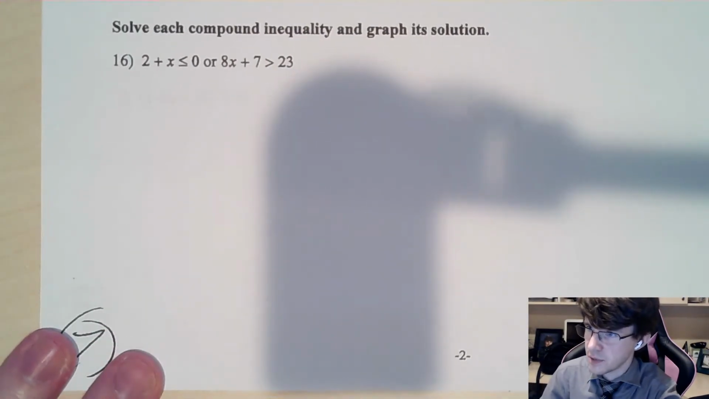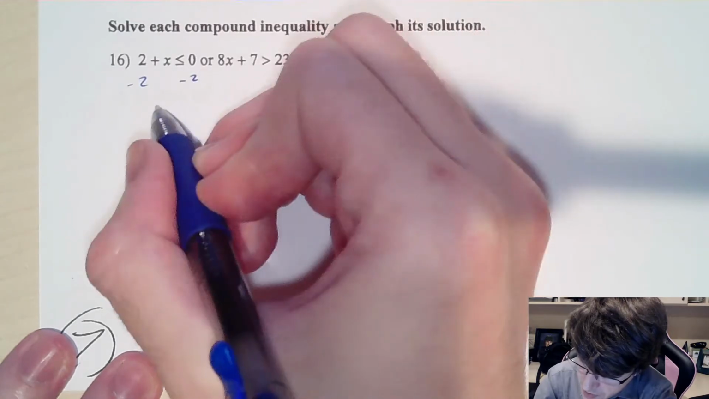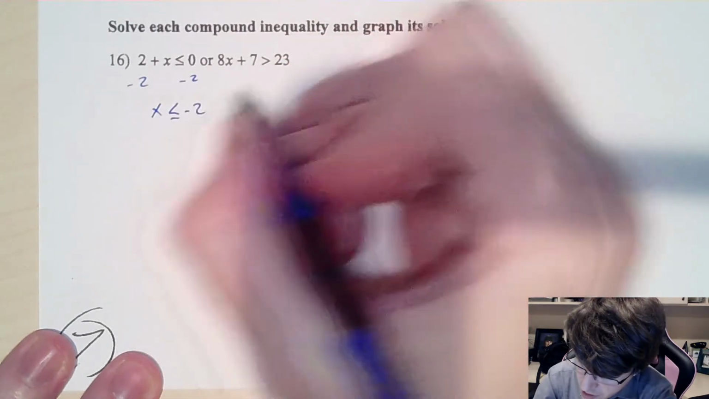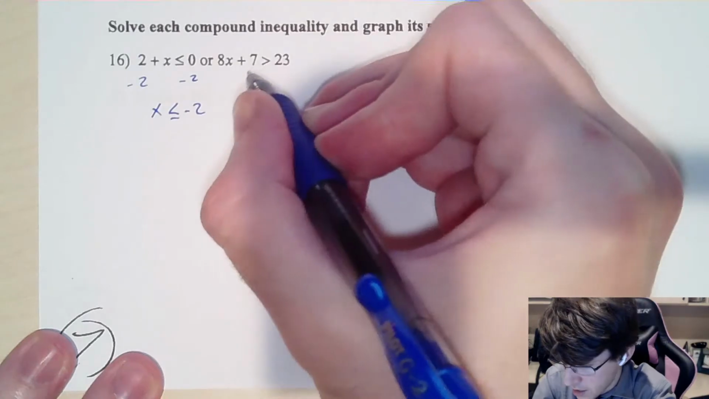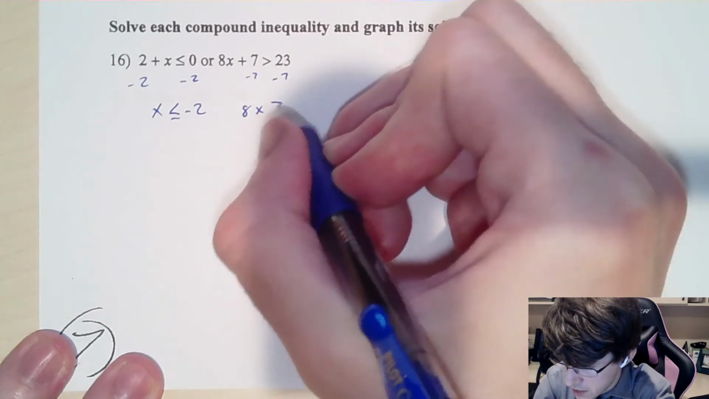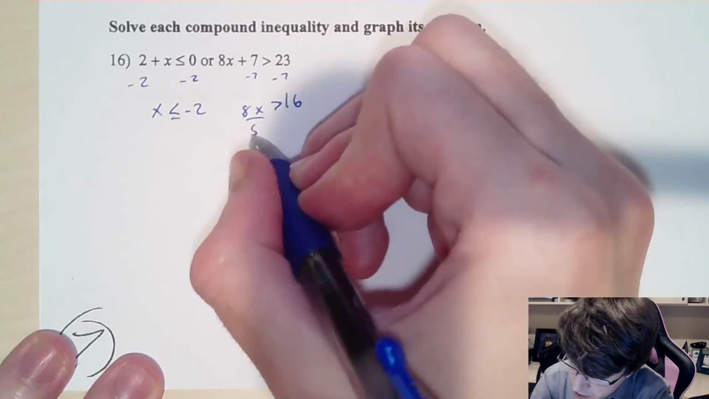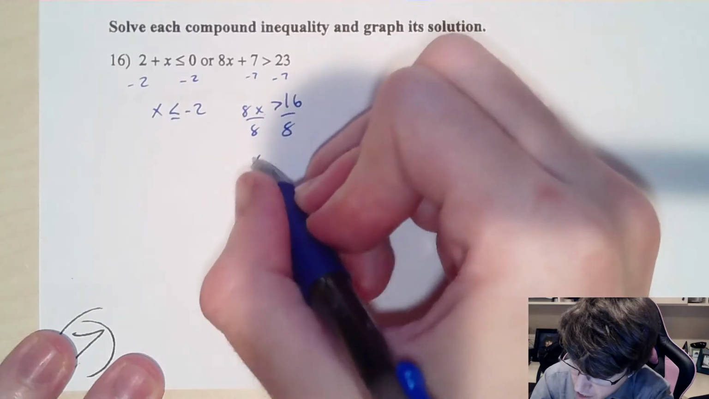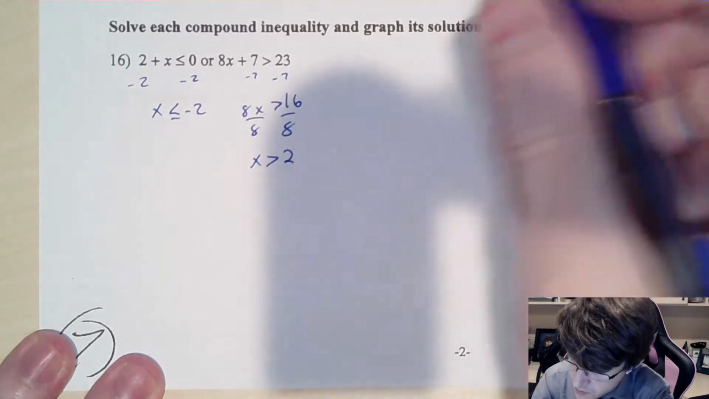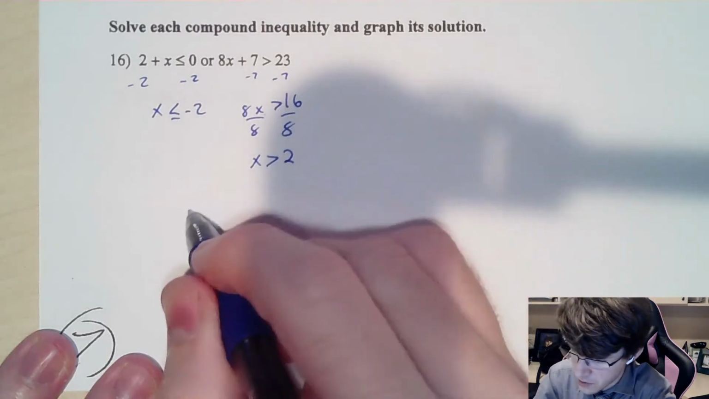Here we go. Number 16. Let's finish this up. We're going to be done. We need to get x alone here. So I'm going to subtract 2 on both sides. So we get x is less than or equal to negative 2. And then here we're going to subtract 7 first. 8x is greater than 16. Divide both sides by 8. And we're going to get x is greater than 2. So we have x is less than or equal to negative 2 or x is greater than 2.